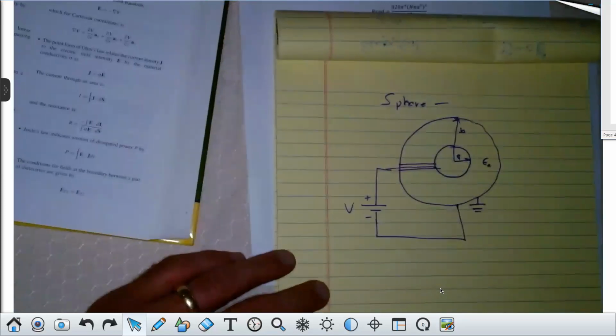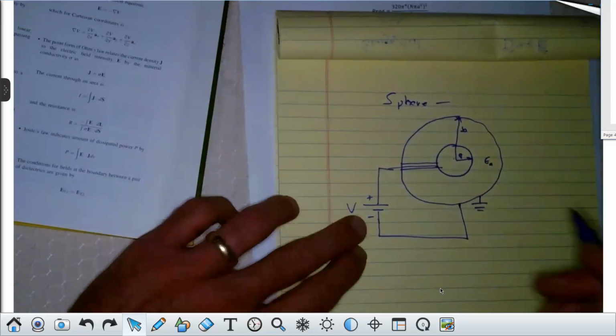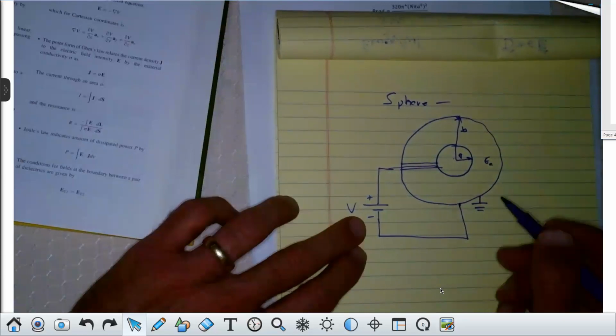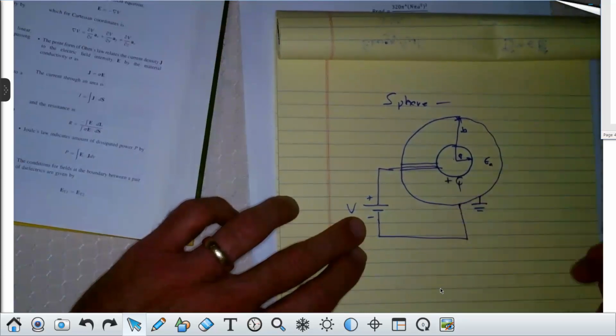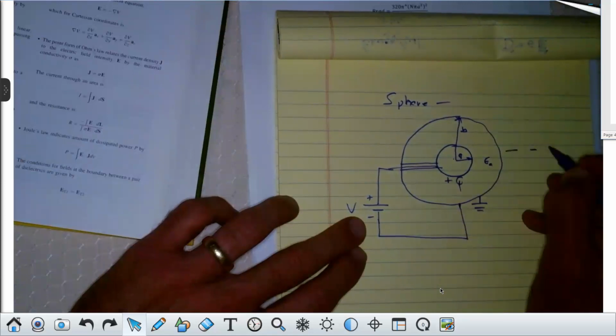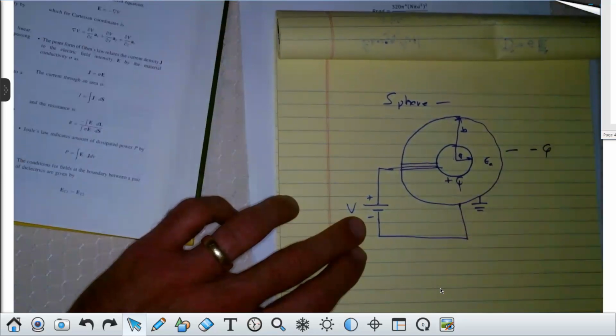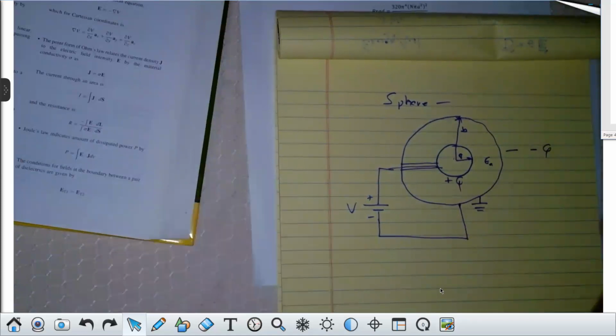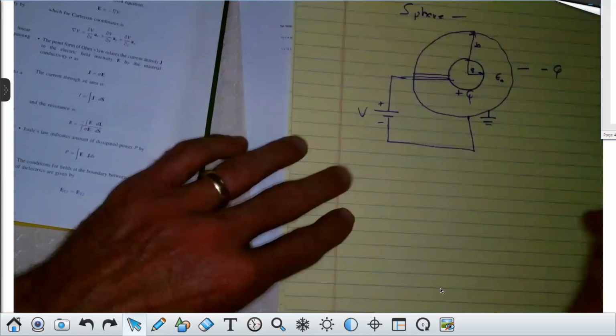Got it? So here's what we do. We're going to assume that we have a plus Q on the inner plate or the inner surface and a minus Q on the outer surface. Are you with me? We're going to assume the charge and calculate the voltage. And it's almost always that way: you assume Q.